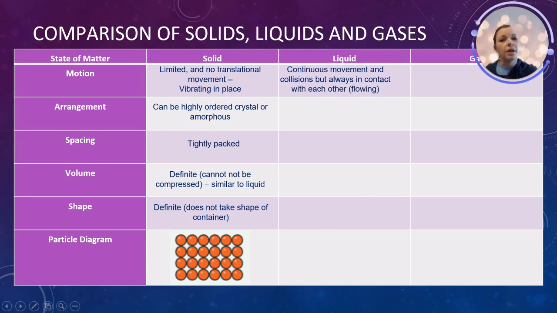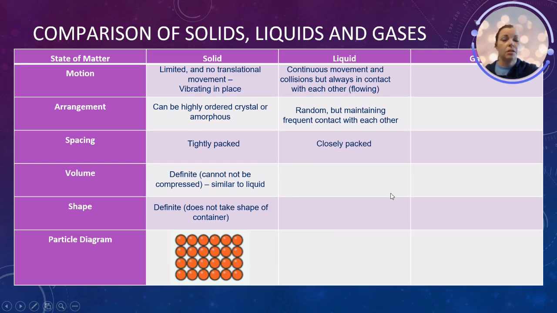Notice that the particles are in contact with each other and they are fixed in position relative to each other. With a liquid, you do have continuous movement and collisions, but they're always in contact with each other, at least to some extent. Maybe not all the time, but you do see a lot of contact. Okay, so think about how liquids flow and pour. You can have droplets that break off, so there's not always that constant contact, but you do have the molecules or particles moving and still staying close to each other. The arrangement is random, but again, maintaining frequent contact with each other.